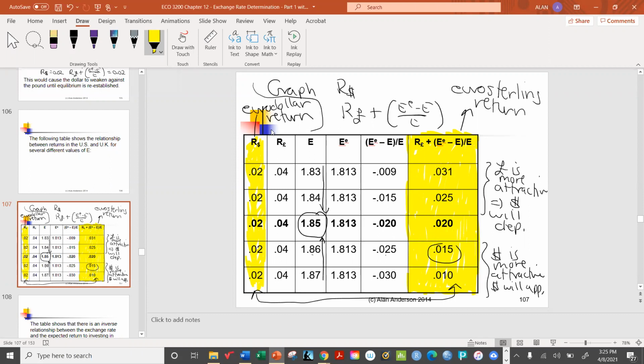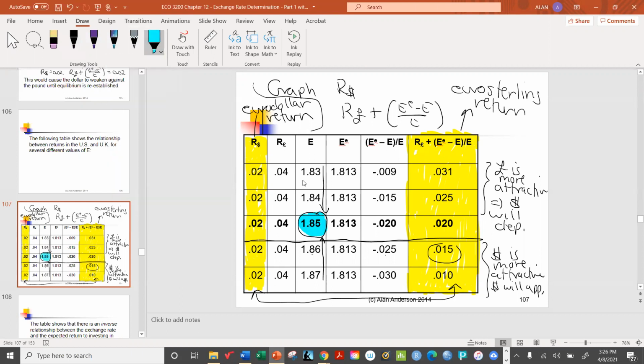Okay, so in other words, in cases where the US return is higher than the UK return, what do they all have in common? It doesn't matter how much higher. What they have in common is that down here below, let's say I'll draw a line here, the dollar has become more attractive than the pound. And naturally enough, people will buy dollars, they'll sell pounds, and the exchange rate will fall until we return to the equilibrium level right here at $1.85. All right, that's where the market is in equilibrium.